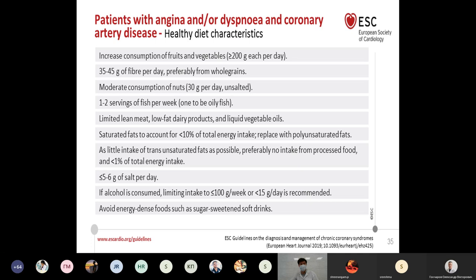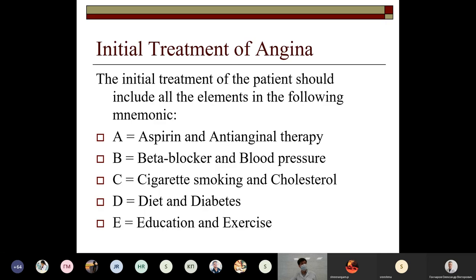They increase consumption of fruits and vegetables, more consumption of nuts, and servings of fish one or two times per week, limiting lean meat and saturated fats to account for less than 10% of total energy intake. And other recommendations can help your patient to completely modify the lifestyle and improve survival without treatment. But to initiate the treatment of patients, for all patients, you have to know the specific mnemonic algorithm.